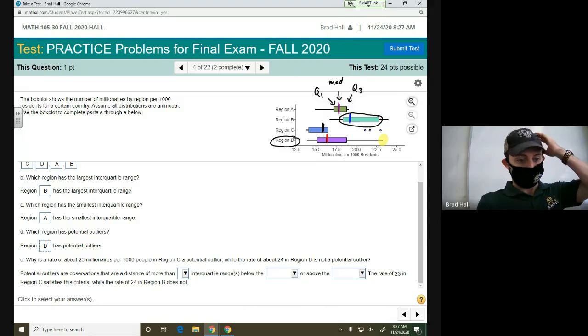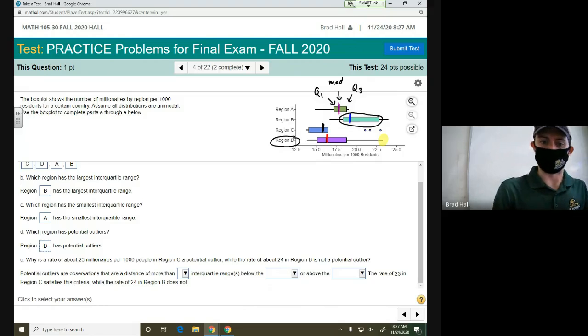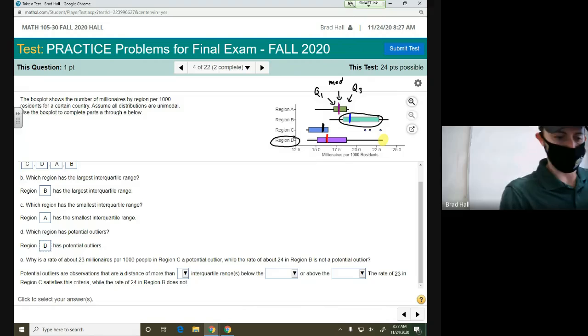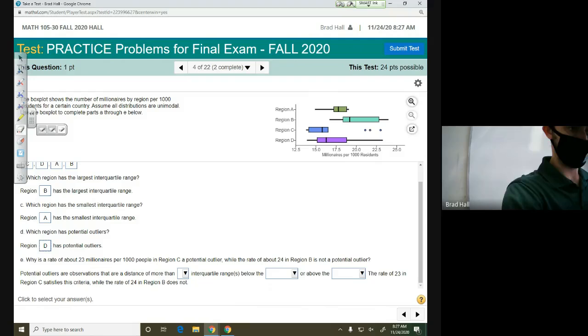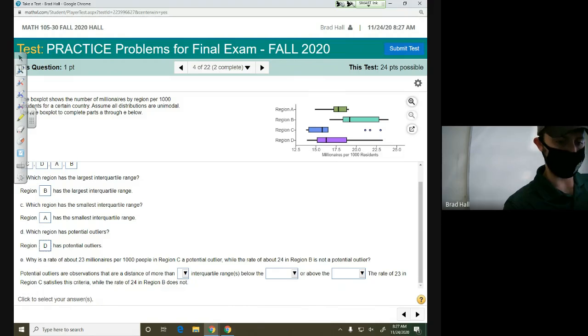And so finally, why is a rate of about 23 million errors per 1,000 in region C a potential outlier? Well, a rate of about 24 in region B is not. So what they're asking for, let me erase all of the illustration stuff I have over here. So they say in region C, 23 is an outlier.